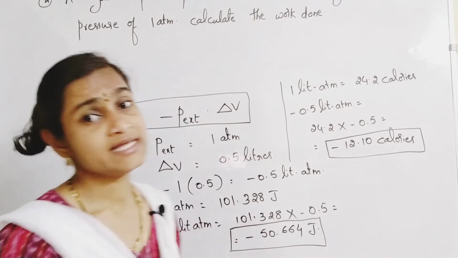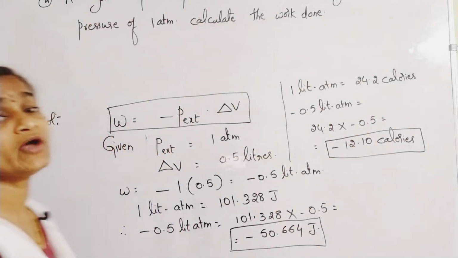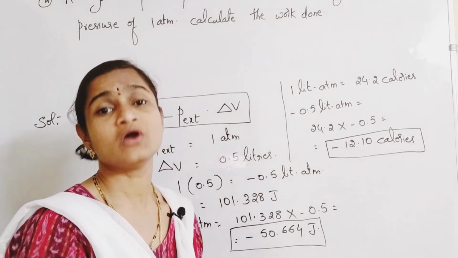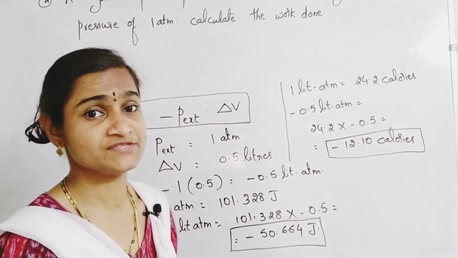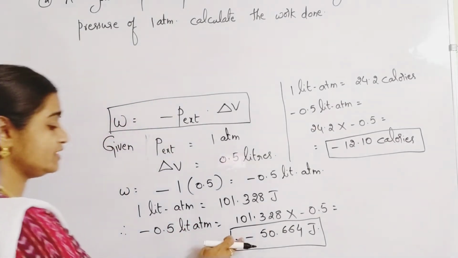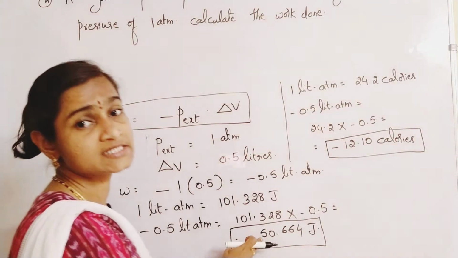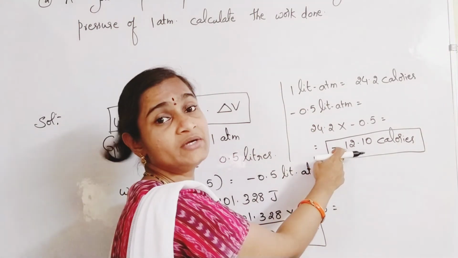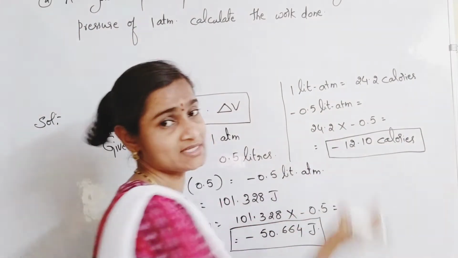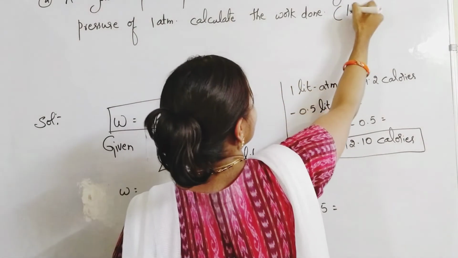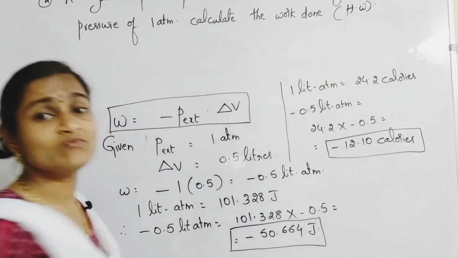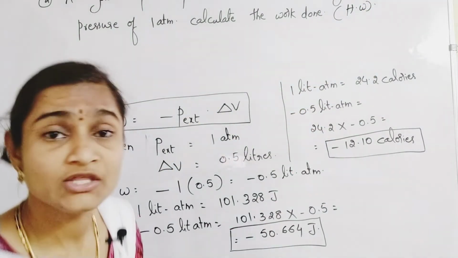Same values, because here also 3.5 minus 3 gives you 0.5 only. So 1 into 0.5 liter atmospheres. If it is converted into joules, you will get 50.664. If it is converted into calories, you will get 12.10. So this is your homework question. You can do it by yourself.